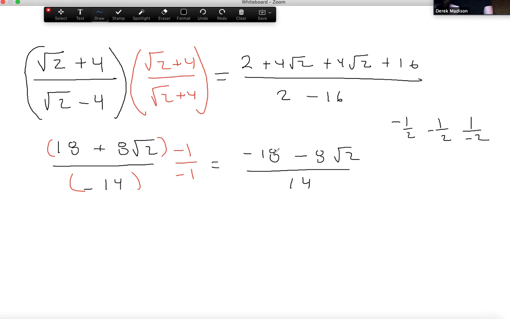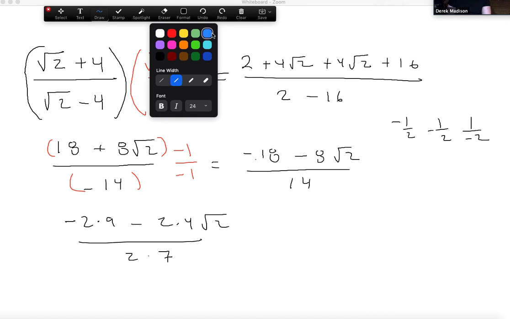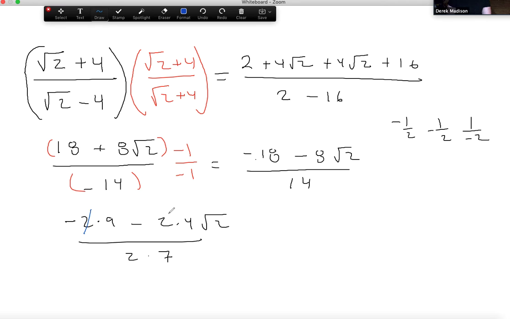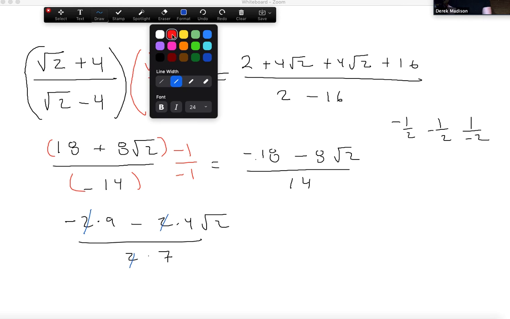And then the last thing I can do is if the same number divides into all 3 of these numbers, that means it reduces. A way I could look at it is by factoring. I can factor a 2 out of every single one of these numbers. So for instance, this would be negative 2 times 9, 2 times 4 root 2, and 2 times 7. So I'm noticing all of these are divisible by this 2, and so what that lets me do then is reduce a 2 out of all of those terms.